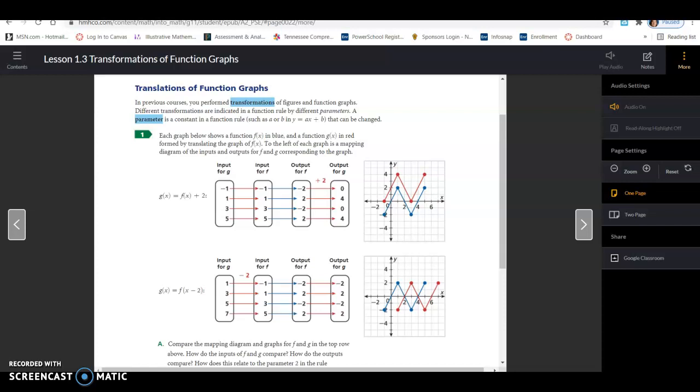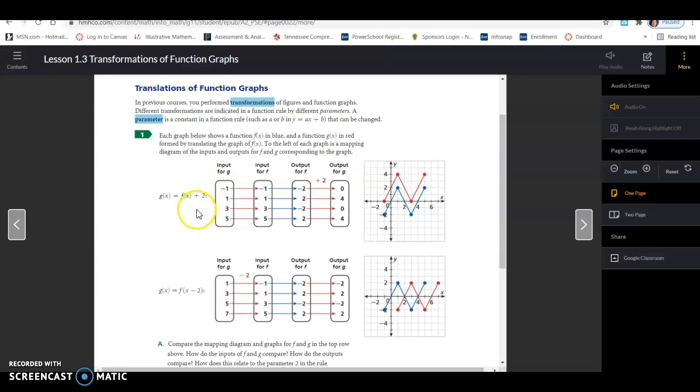Hey guys, we're still looking at lesson 1.3, transformations of function graphs. All right, so the first thing we're going to do is take a peek at the textbook. It has some really good examples here, and we're going to start with translations. Translations is when you're just shifting one function to a new place.